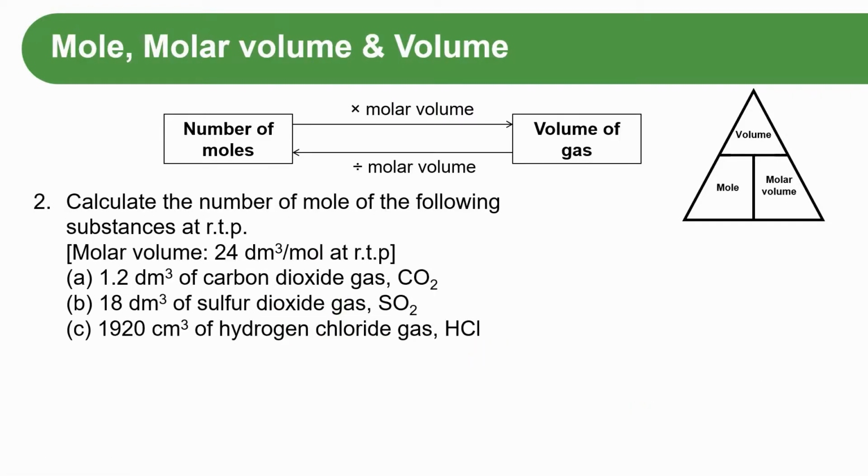For the second example, we are given volume and we have to find mole. From volume to mole, we divide by molar volume, which is 24. And please take note of part C. You are given cm cubed. You have to convert to dm cubed first before you do the calculations. And you may pause the video for a while.